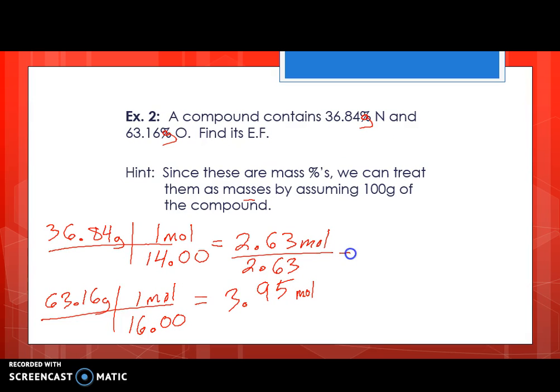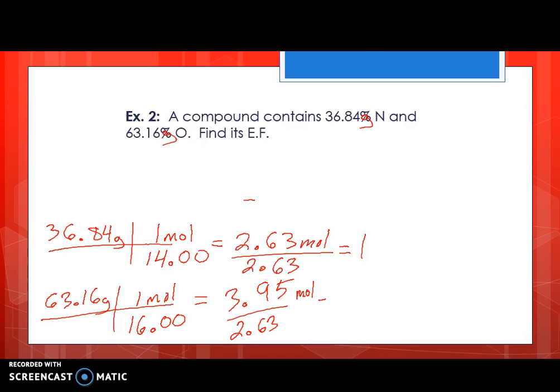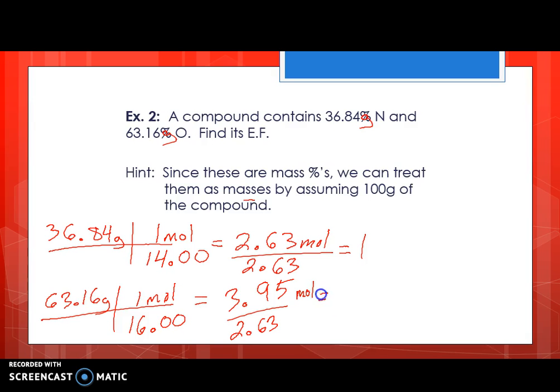2.63 divided by 2.63 is 1. And 3.95 divided by 2.63 gets me 1.5 to a third sig fig.